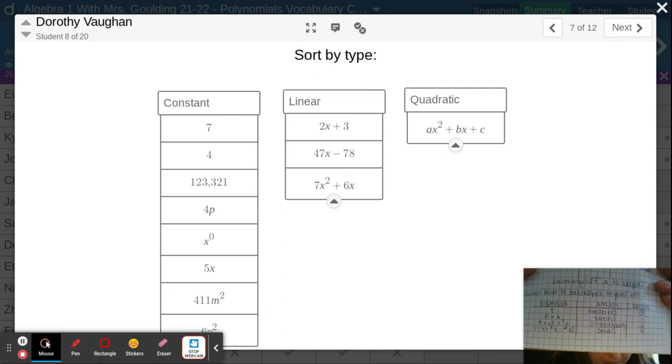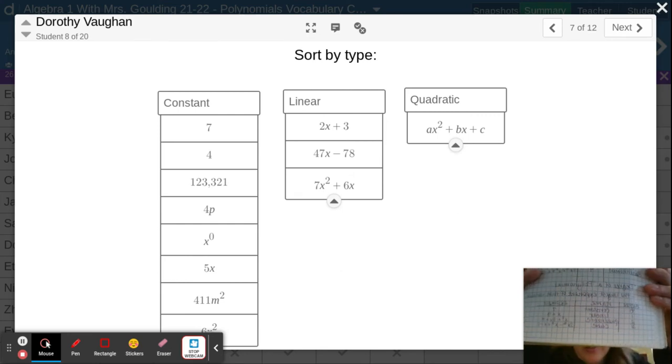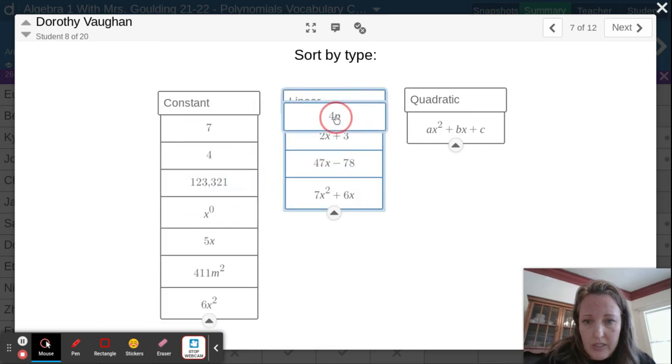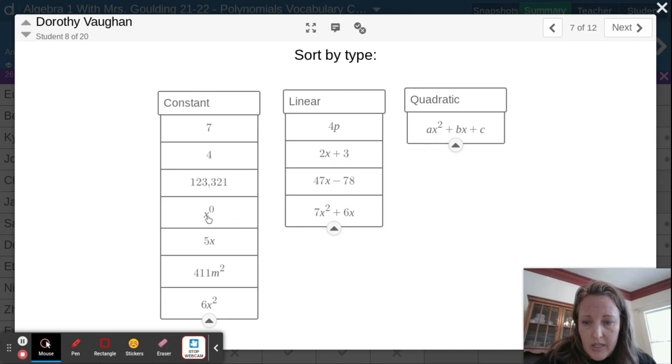Okay, then I don't think it goes any further on this one. No cubics, right? Okay, so then let's just sort this out. Constant, yes, yes, yes, no. So it's got a variable and it's only to the first power, so it's linear. This one is interesting. They are correct. Anything to the power of 0 is 1, and so that is a constant.